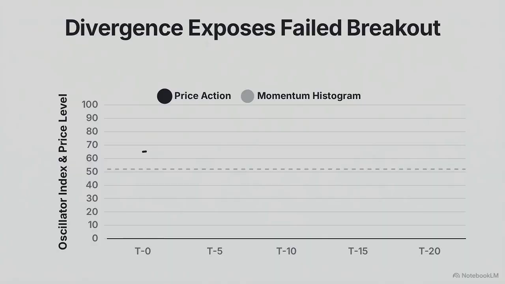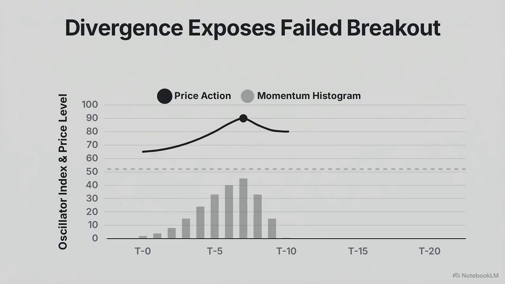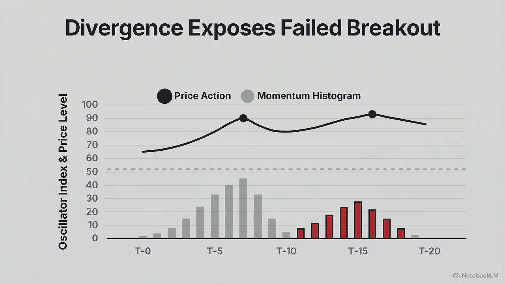The primary telemetry signature for this failure is delta divergence. This occurs when the price prints a marginal new high, while the momentum histograms simultaneously print a decaying lower slope. The price moves up while the underlying thrust decreases.